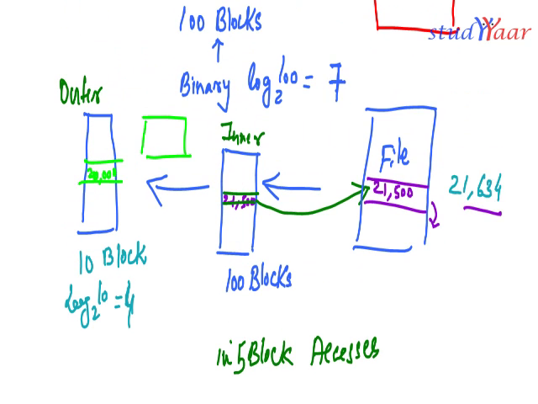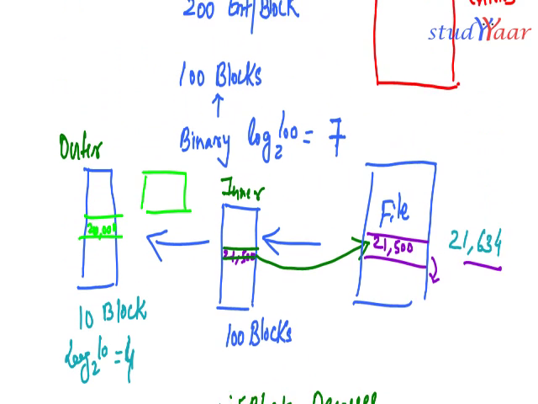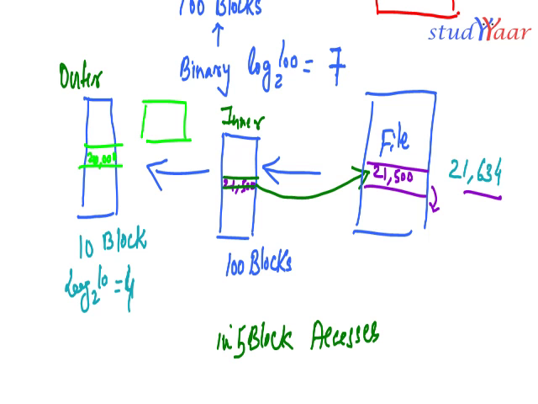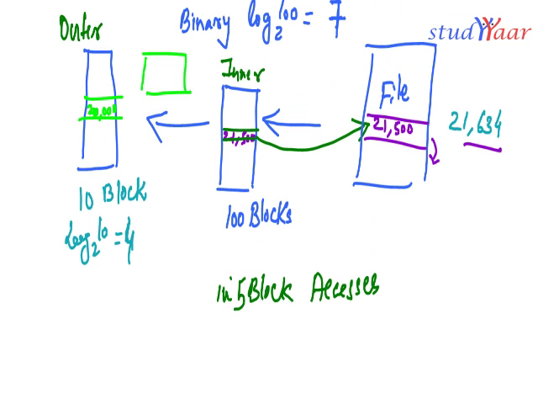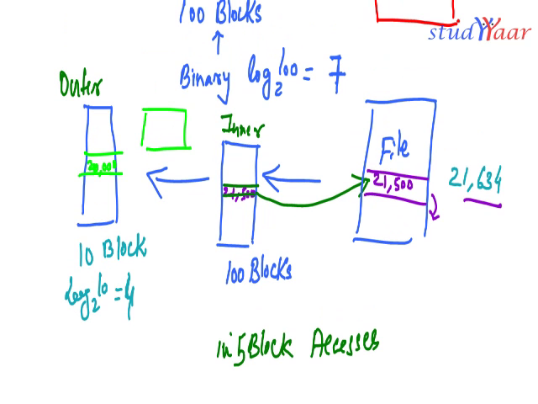So that is how I use a multi-level index, which is a sparse index on another sparse index, where the inner sparse index is on a file and the outer sparse index is on the inner sparse index. We can have any number of levels here. Okay.